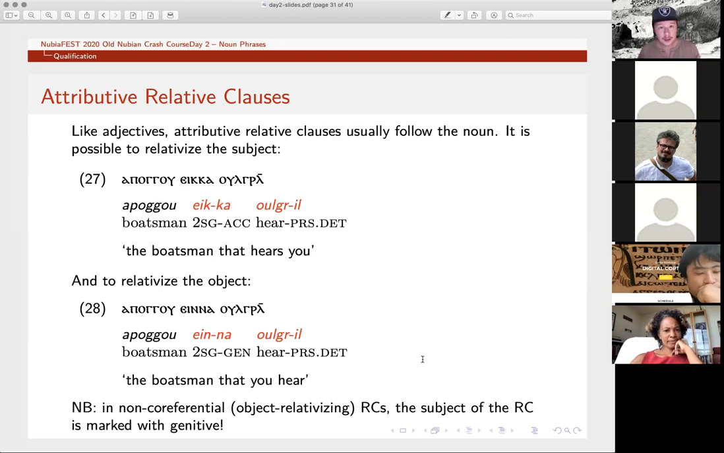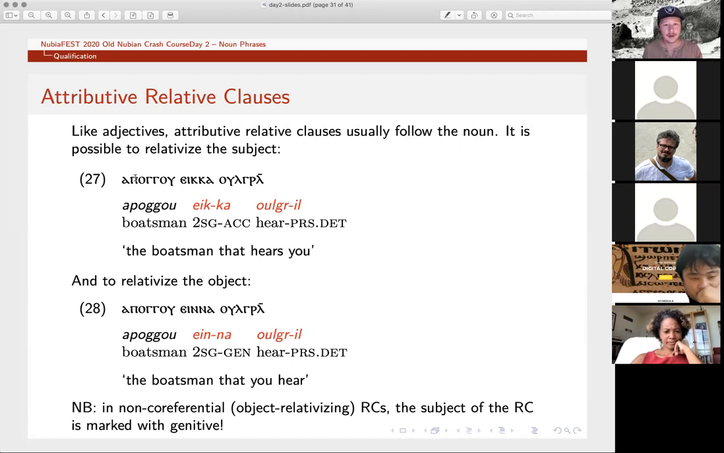When we have a non-coreferential relative clause, it is the object of the verb in the relative clause that is the same as the antecedent, right? So in this case, the boatsman that you hear, the boatsman, the antecedent of our relative clause, is the object of the verb ugril, which has a subject here, you. And so, as I said before, when we discussed the genitive, when we have a subject in a non-coreferential attributive relative clause, it is marked with a genitive, as we can see here. These are examples, by the way, that I made up, but there are also examples in the wild that show precisely this marking. I just made these examples up so we have this contrast clear, right?